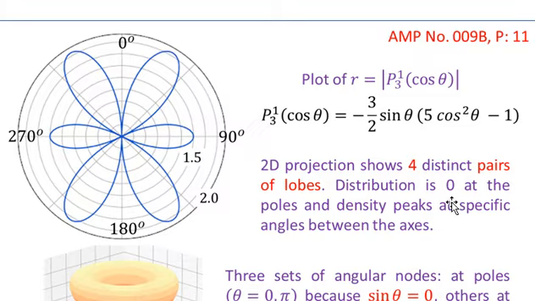So the distribution is 0 at the poles. You see that all these lobes meet at z is equal to 0. So it means that this provides one nodal point where the wave function vanishes. So the distribution is 0 at the poles, that is at z is equal to 0, and the density peaks at specific angles between the axes. So you see that the density is maximum along these lobes.